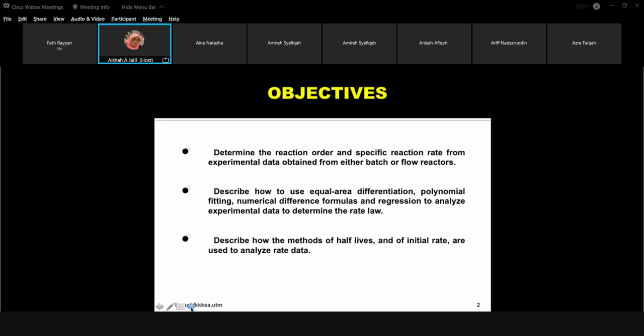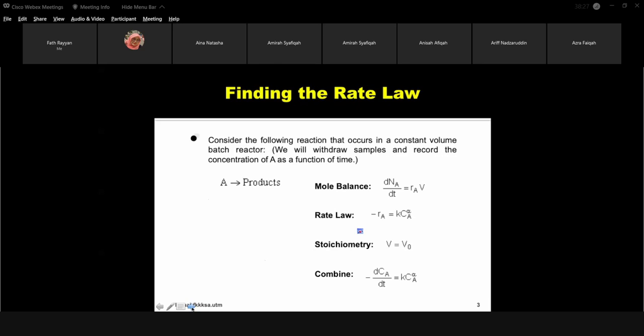And then you can also describe how to find that by using three other methods: half-life and initial rate are used to analyze the data. This is new for you, half-life maybe. Okay, finding the rate law.